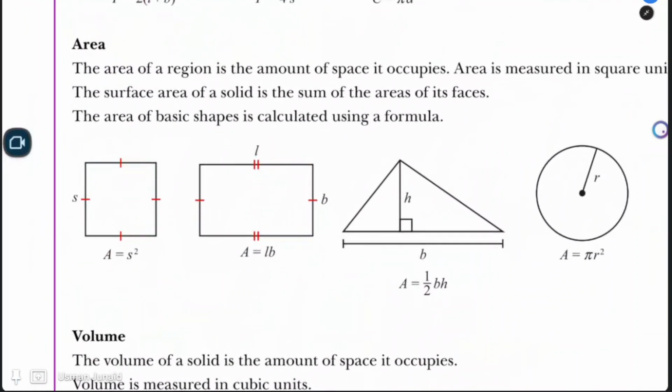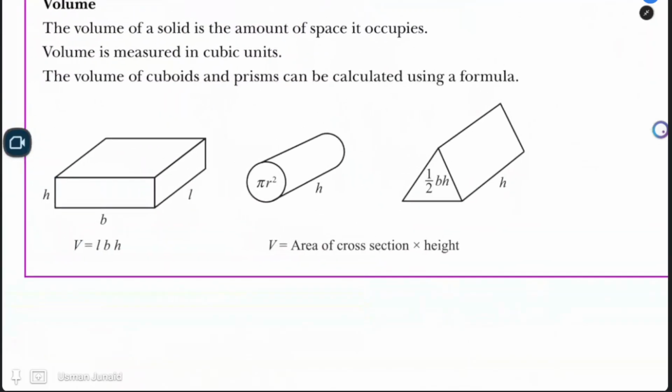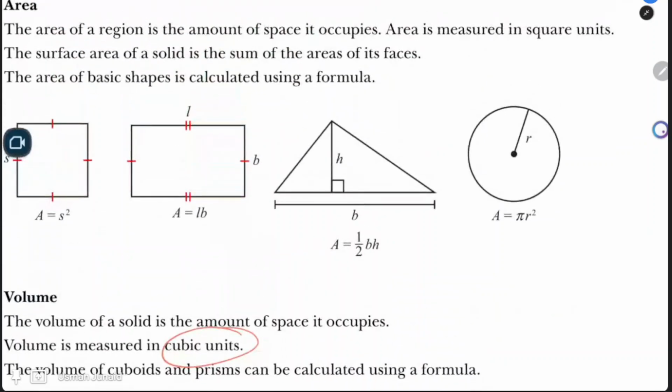When we're talking about area, it is the amount of surface occupied by a two-dimensional object. And when we're talking about volume, it's the three-dimensional space occupied by a solid object. It's measured in cubic units. While surface area and area are measured in squared units.